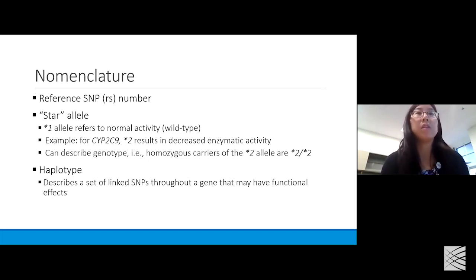It really depends on the gene you're interested in. The STAR nomenclature can be used to describe genotype as well. And so, for example, homozygous carriers of a STAR2 allele in a given gene are denoted as STAR2, STAR2. We can also define haplotypes or sets of linked SNPs throughout a gene. And so this can be a combination of alleles or a set of alleles across different positions that may have a specific functional effect.